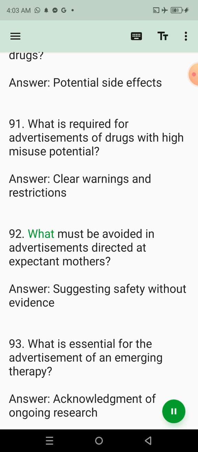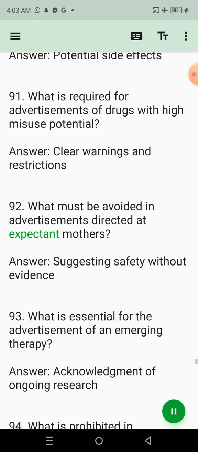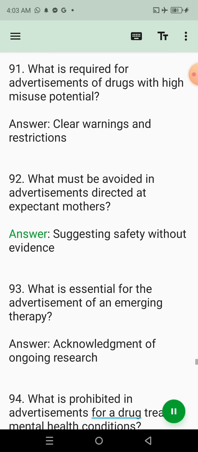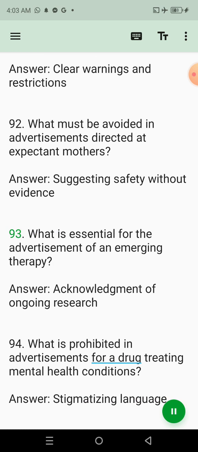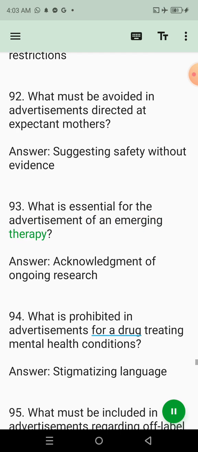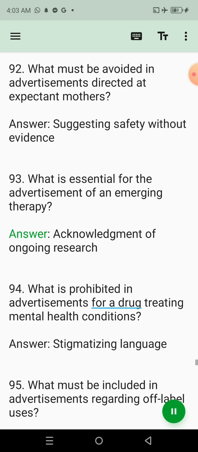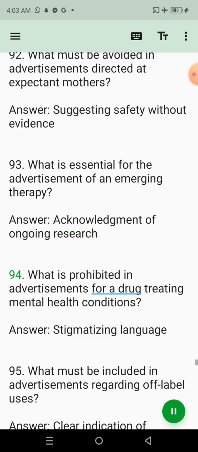92. What must be avoided in advertisements directed at expectant mothers? Answer: suggesting safety without evidence. 93. What is essential for the advertisement of an emerging therapy? Answer: acknowledgement of ongoing research.